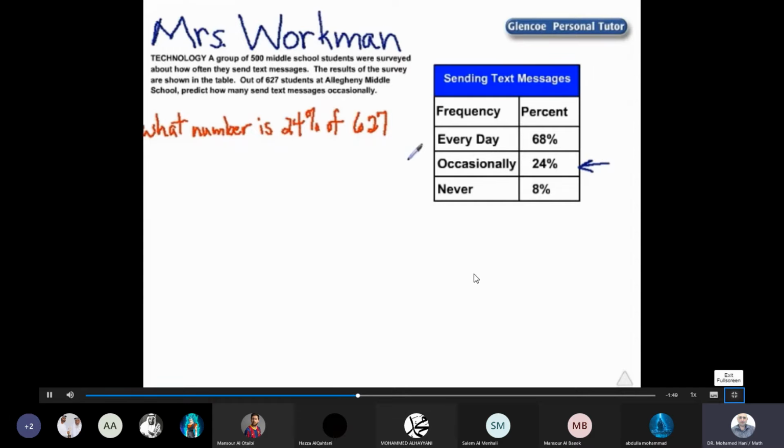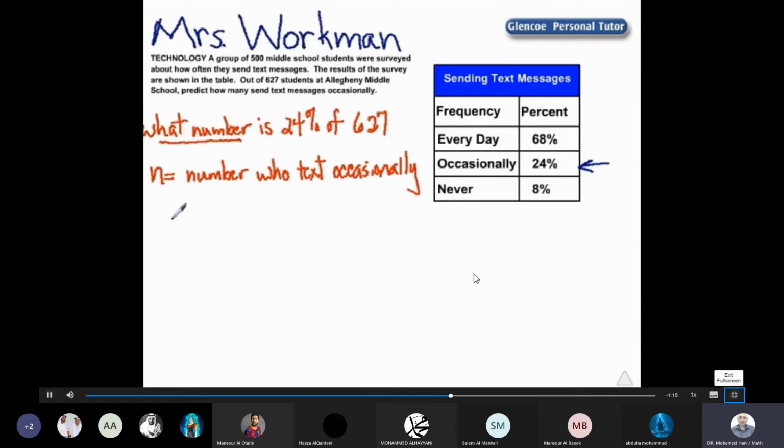Now, in order to write an equation, we need a variable. So let's let n equal the number who text occasionally. And now let's go back to this phrase and translate it.